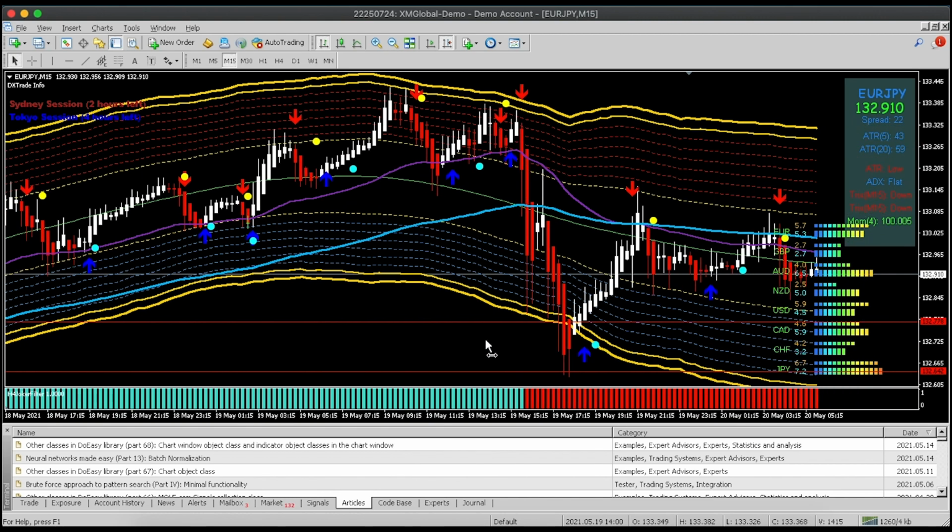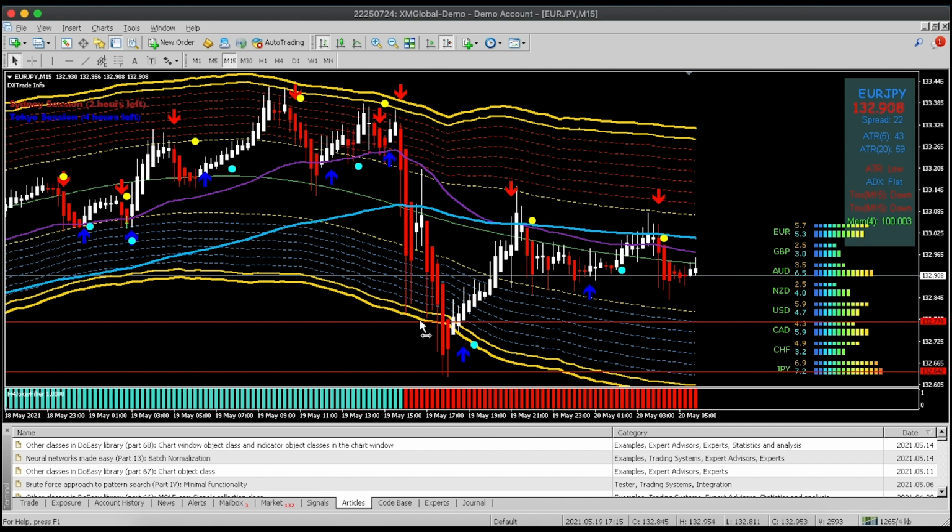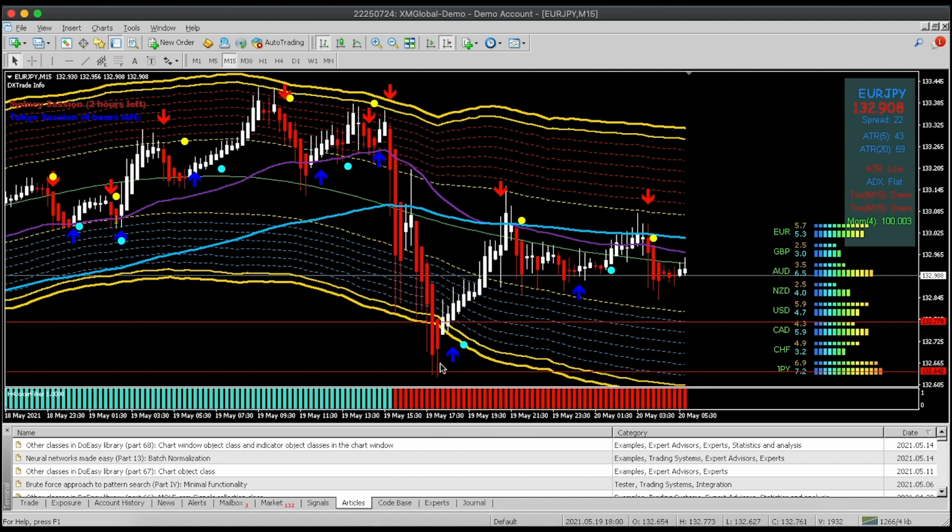Whenever the Joker filter changes to red, we're only looking to sell in this market. So you wait until the candles pull back to the sell zone, that is, the red arrow appears and the yellow dot, and then you go ahead and enter the market. The same principle applies to the buy as it applies to the sell.